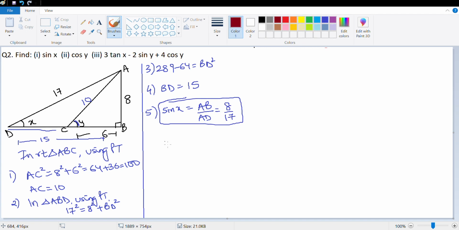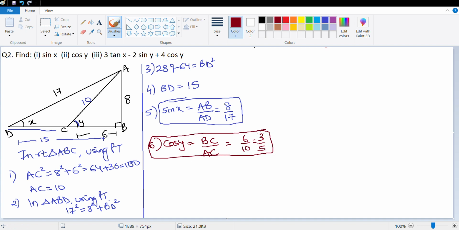Next part is cos y. So we are looking at the small triangle here. Cos y would be equal to base, in this case BC upon hypotenuse, which is AC, which is 6 upon 10, which is 3 upon 5. Done. So first part done, second part done.